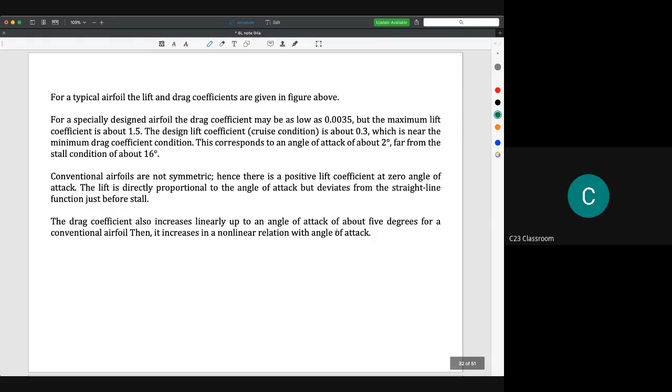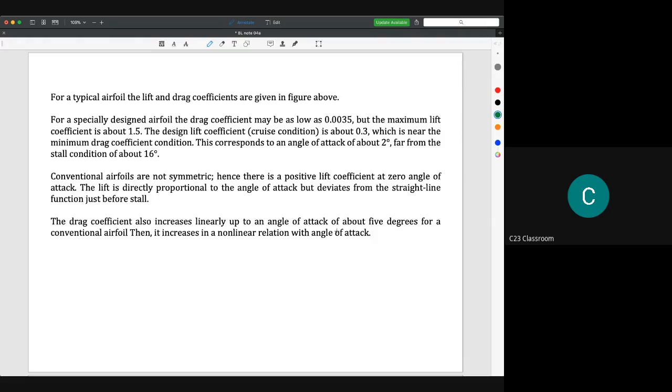So for a typical airfoil, the lift and the drag coefficient are given in the figure above. For a special design airfoil, the drag coefficient may be as low as 0.0035, but the maximum lift coefficient is about 1.5. The design lift coefficient, a cruise condition, is about 0.3.